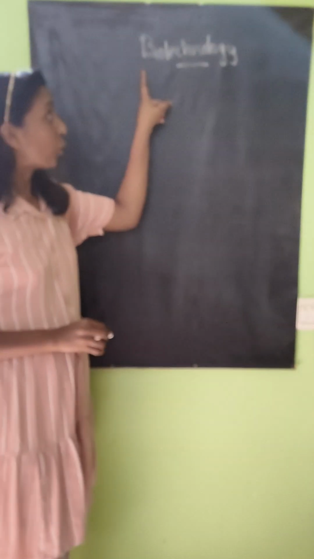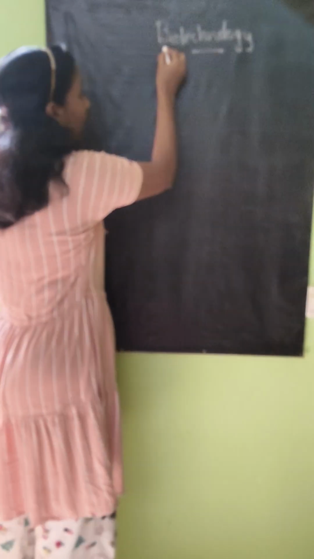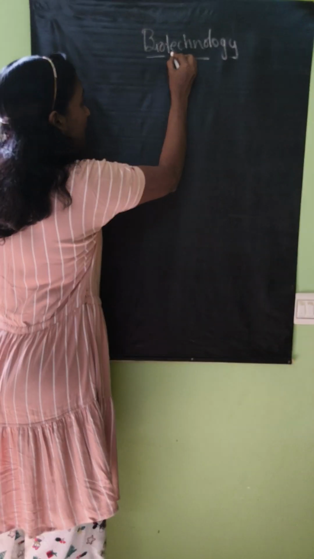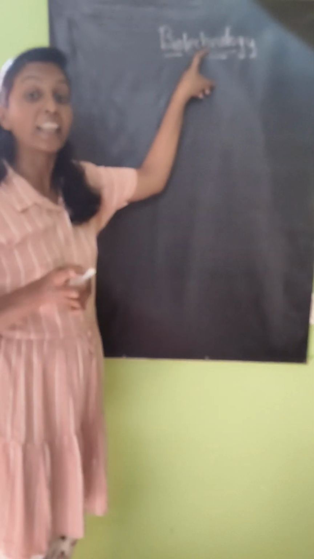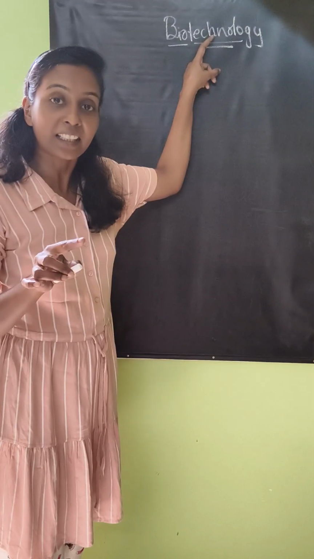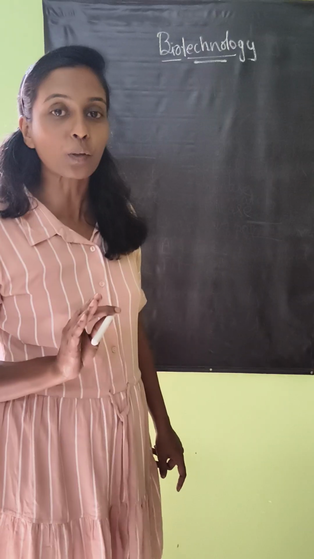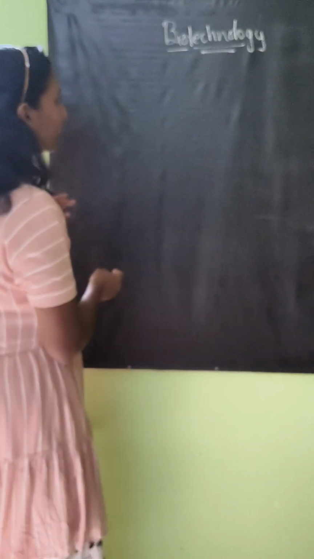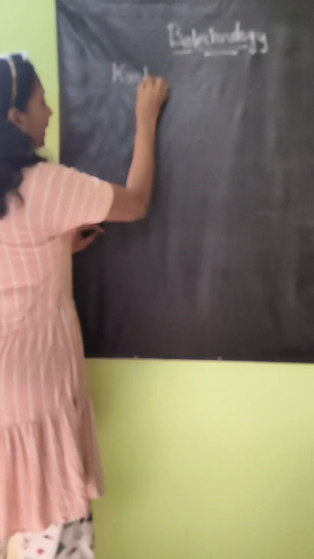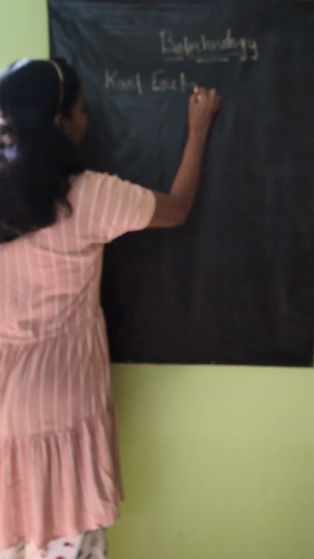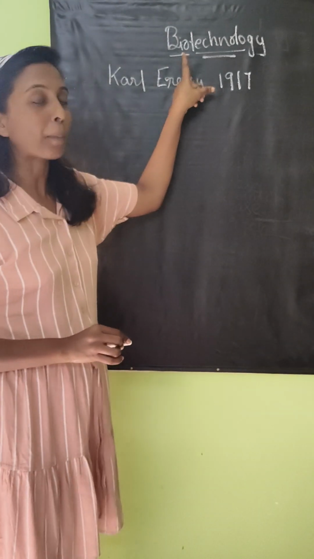First of all, let's understand the meaning of the word biotechnology. We can divide the word into two, that is bio and technology. Bio means life and technology means advancement. So advancement in life, that we can say is biotechnology. Let's see who introduced the term biotechnology. One of the Hungarian engineers, his name is Karl Ereky, in 1917, introduced the word biotechnology for the first time.